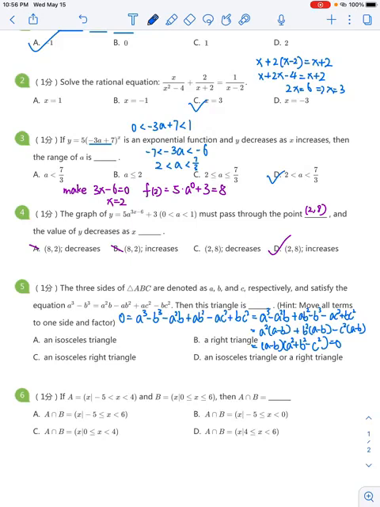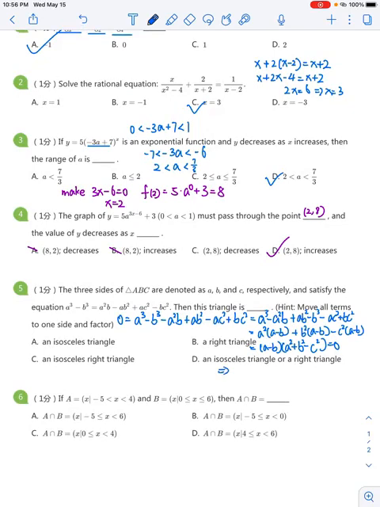Okay, so now you can see that there will be two possible cases. You will either have a minus b equal to 0, which means a equals b. In this case, it will be an isosceles triangle. Or you can have a squared plus b squared equal to c squared, which will make this triangle a right triangle. So you can see it can be either an isosceles triangle or a right triangle. So we can then choose the answer choice D.